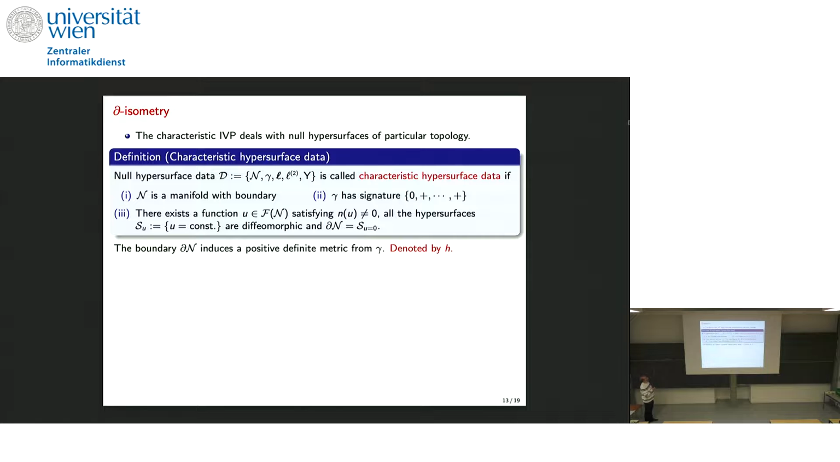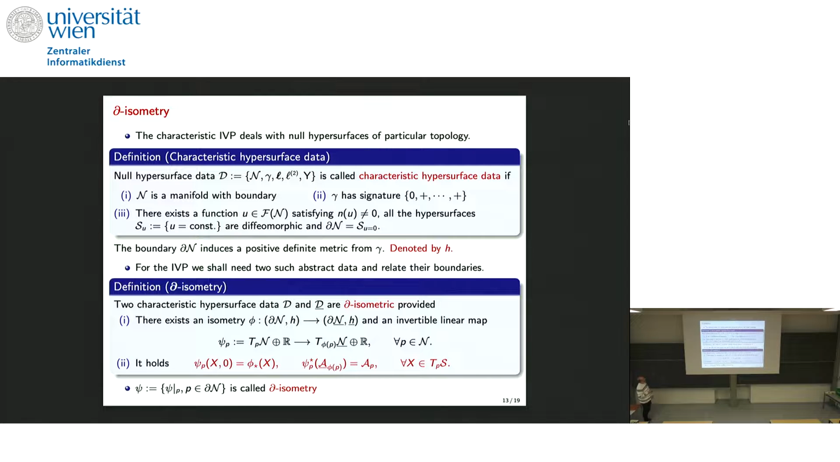Okay. Now, by this condition here, it turns out that the boundary induces from gamma a positive definite metric h. And now for the initial value problem, as I said, I need a way to make the two data compatible. And the object that allows you to do that is this boundary isometry object.